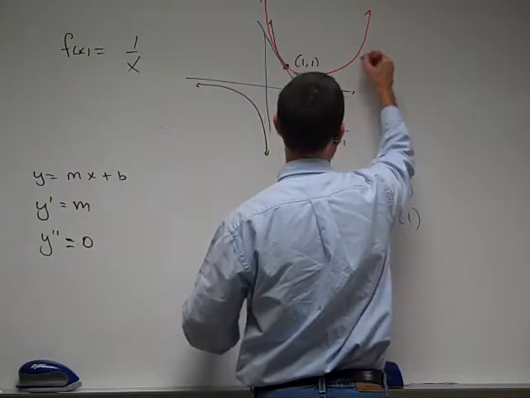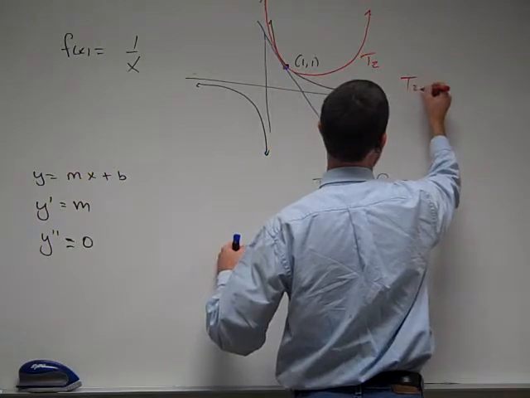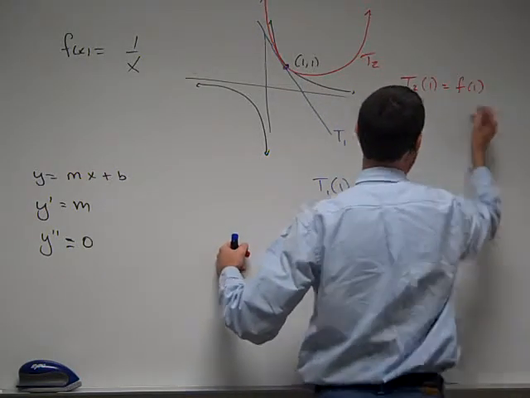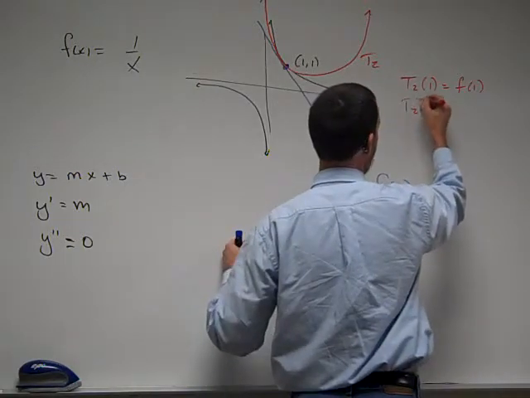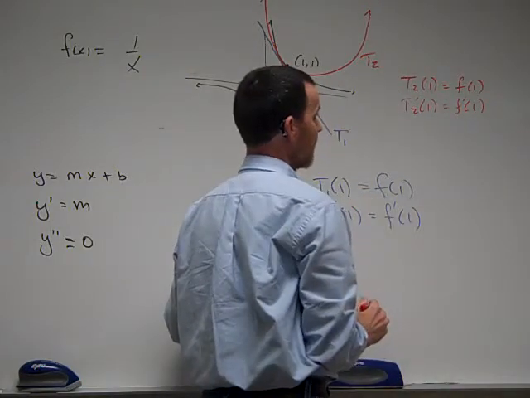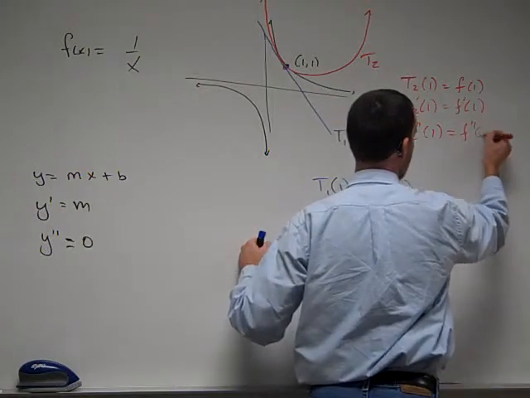We'll call that T2 of x. Now what do I want T2 to do? I want T2 of 1 to be f of 1, right? I want it to agree at the point. I also want it to have slope the same as f prime. And I also want it to have the same second derivative.